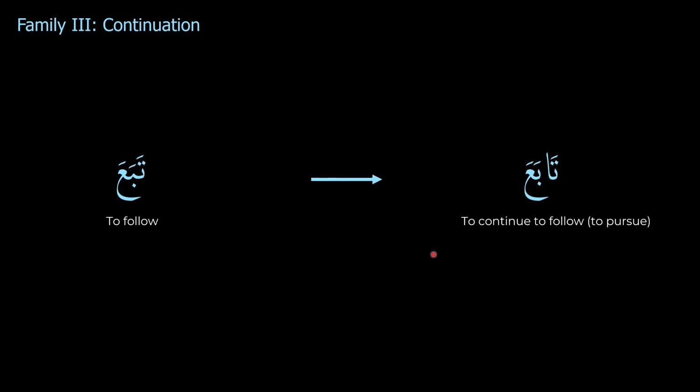Another meaning that family 3 has is of continuation. So this holds a connotation of actions being perpetual. So for example, we have taba'a, which is to follow, and then taba'a, which is in family 3, it means to continue to follow or to pursue. So again, you can see that meaning of continuation once you put it in family 3.